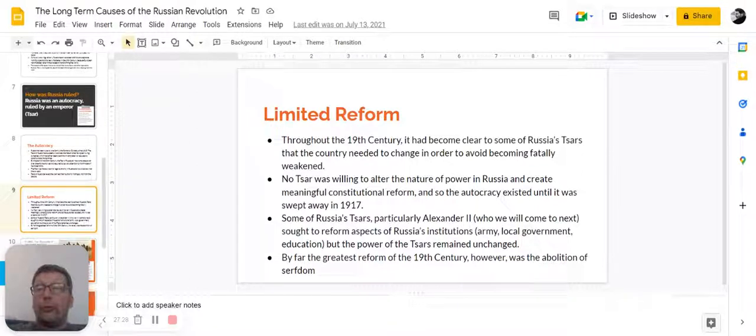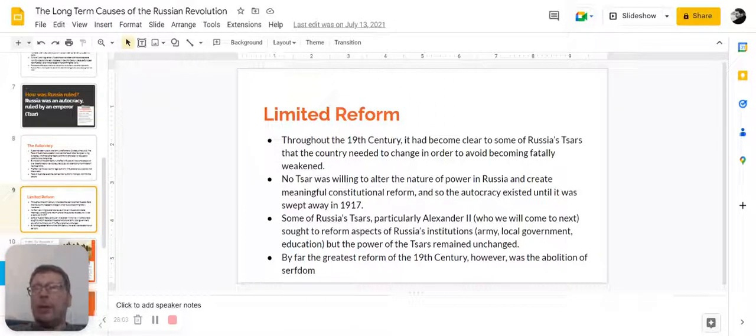No Tsar was willing to alter the nature of power in Russia to create meaningful constitutional reforms, so the autocracy existed until it was swept away in 1917. So Tsar Alexander II, for example, did introduce some institutional reforms that were going to be helpful in helping Russia to develop. But the real stuff, the constitutional change, who exercises power, and in whose interests do they exercise it, and how do they do it, that stuff doesn't change at all.